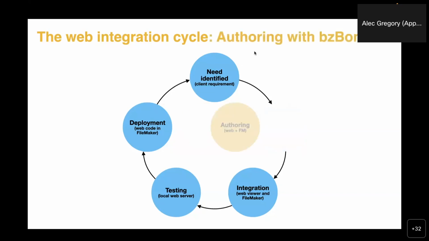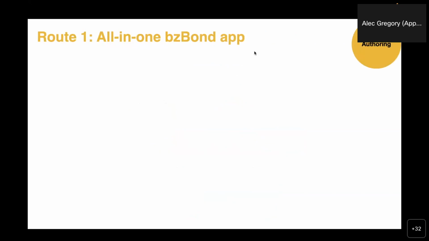Okay, so let's look at bzBond in the web integration cycle. I'm going to try and pull out the main points or the main features of bzBond within this cycle. So the first one is authoring. And as I say, I'm trying to pull out the main points. There is full documentation, so we'll be jumping around a bit. And if anything is unclear, please ask a question and we'll get to it.